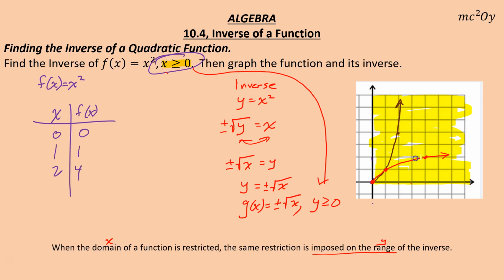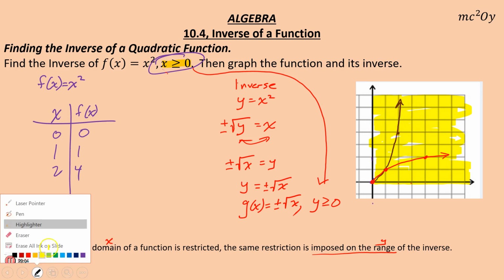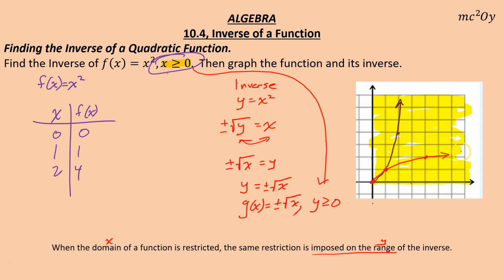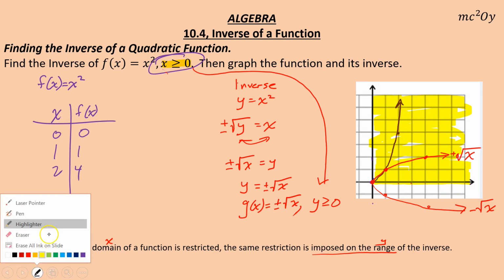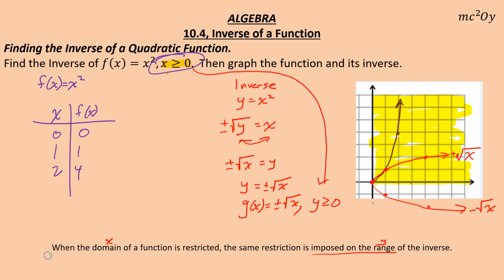Okay. So there's my square root function, and that, by the way, is the positive root of x. The negative root of x would be down here. However, note that we have plus minus root x here, and the negative root of x is down in this area.